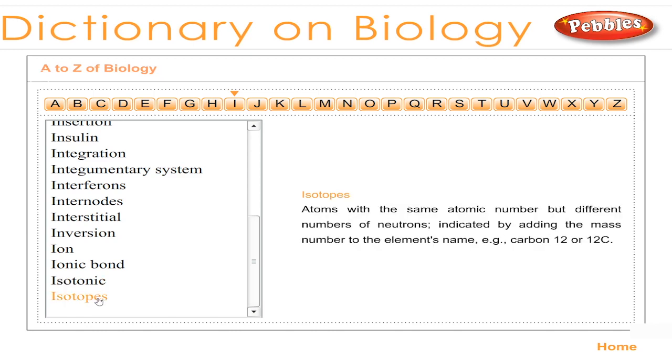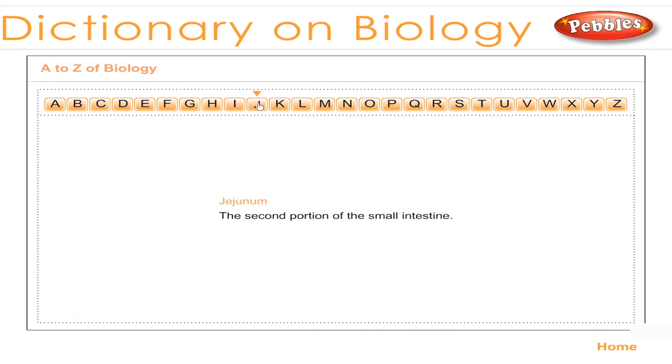Isotopes, atoms with the same atomic number but different numbers of neutrons, indicated by adding the mass number to the element's name. Example, carbon 12 or 12C. Jejunum, the second portion of the small intestine.